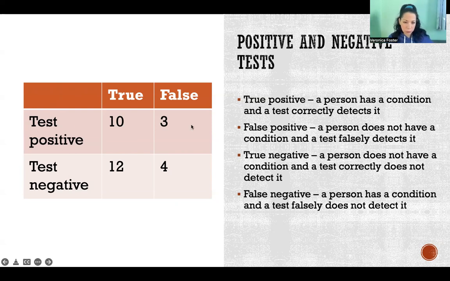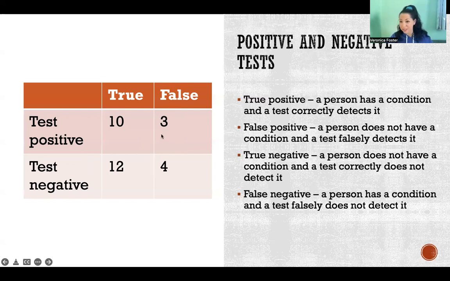So here on this row, we have how many tests were positive. I just made these numbers up. There's no actual test I'm discussing here. So these are positive test results and then negative test results. And then of those positives and negatives, which ones were true and which ones were false.